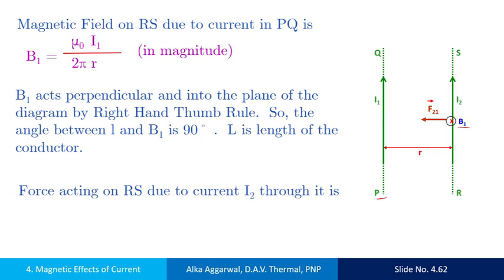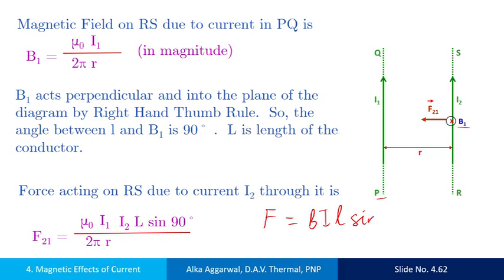Now the force on the conductor RS due to the current I2 is equal to BIL sine theta. Theta is 90 degrees. B is equal to mu naught I1 upon 2 pi r. I is the current flowing through the second conductor, L is the length of the conductor, and the angle is 90 degrees. So this is written in this way.